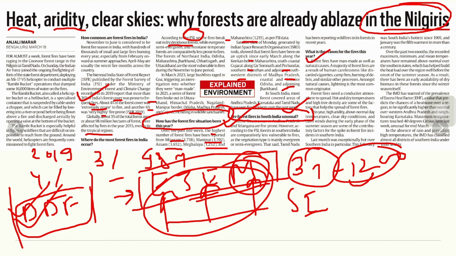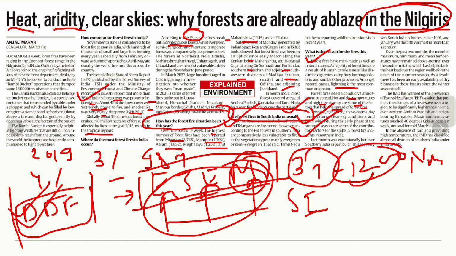So what are the reasons for fire this year? One reason is man-made, another is natural. A majority of forest fires are a result of human carelessness, like discarded cigarettes, campfires, burning of debris and other similar activities. Natural causes include lightning. Forest fire also needs a conducive atmosphere. Hot and dry temperatures and high tree density are some of the factors that help the spread of forest fire, and the Nilgiris are right now becoming a perfect medium for that.